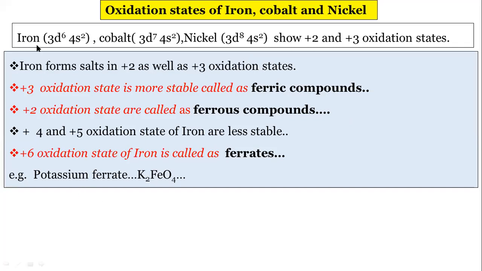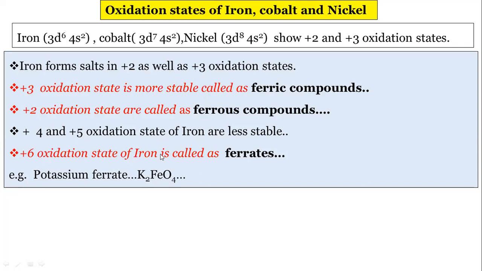But see the outermost electronic configuration here: the number of unpaired electrons decreases from iron, cobalt, to nickel, because pairing starts. So iron generally shows the +2 and +3 oxidation states. The +3 oxidation state gives ferric compounds. Ferric chloride is one good example. And the +2 oxidation state compounds are called ferrous compounds. Ferrous is +2 and ferric is +3, remember. Ferrous chloride, ferric chloride. The +4 and +5 oxidation states are very, very less stable. There is no compound found in the +4 and +5 oxidation states.